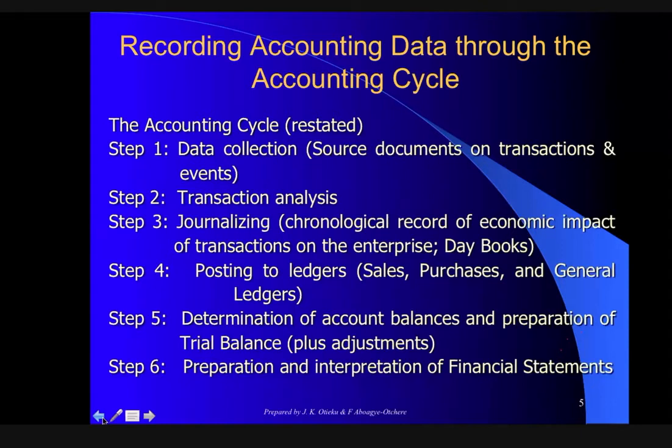So the data collection process is happening. We'll analyze, okay, so now this one bought from me on credit. This one sold to me on credit. So the transaction analysis will take place. Then we will journalize. The journal is the first place we make our recording as an accountant, right? It's the chronological record of the economic impact of the transactions we are having.